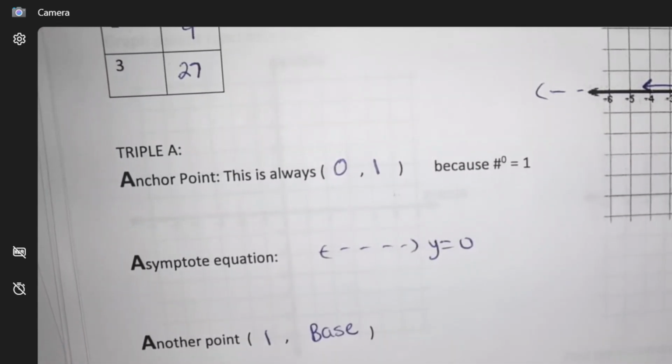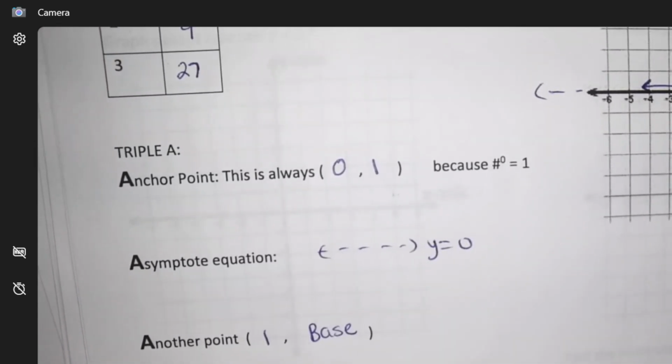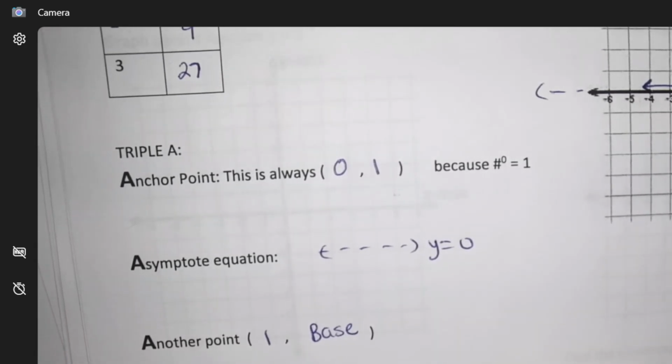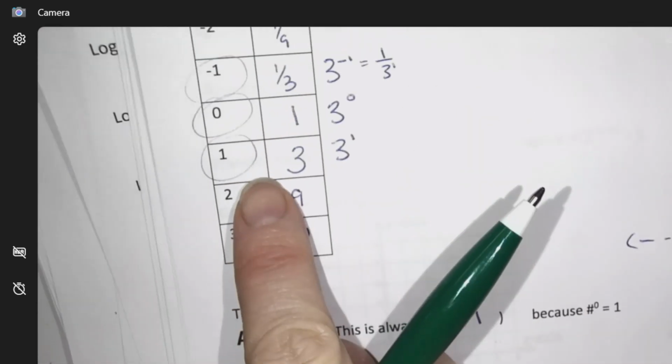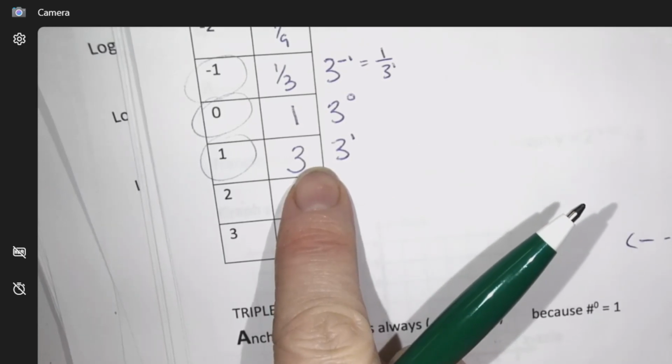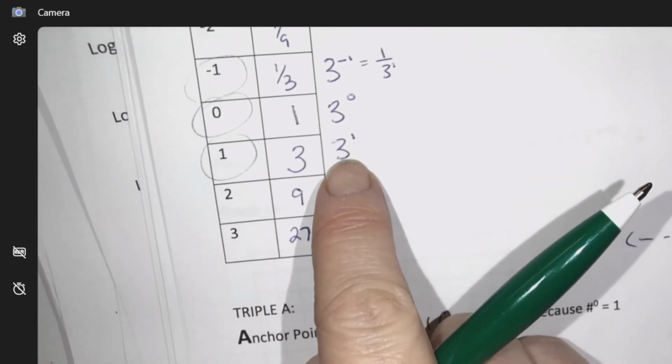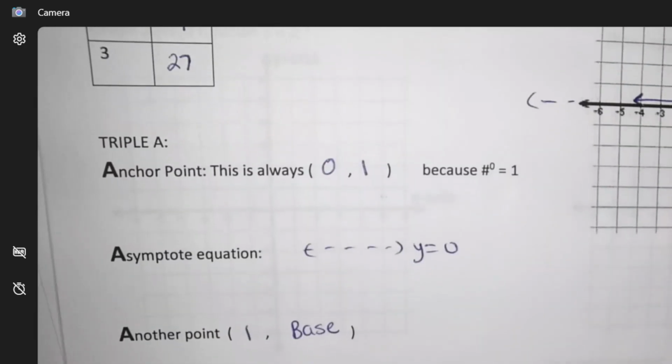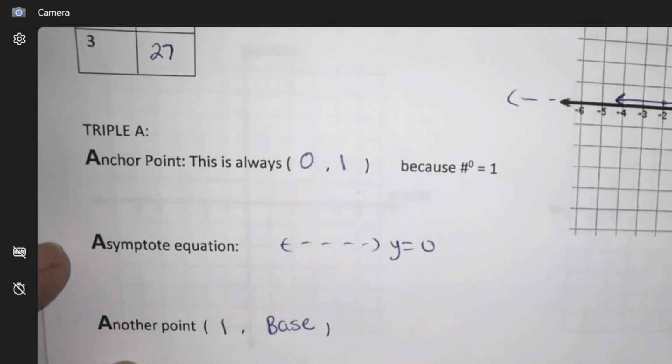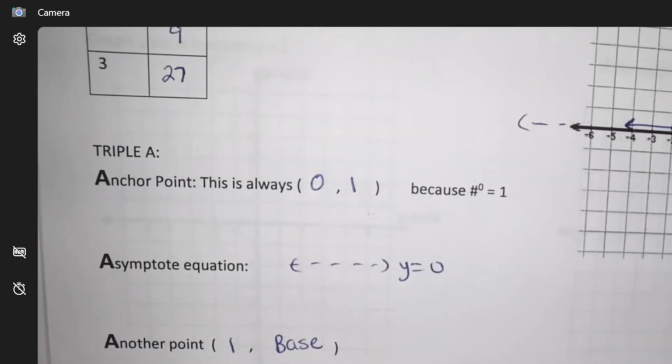And you would always have the coordinate 1 comma your base. So you could see here we had the coordinate 1 comma 3. Because whatever you have to the 1, it's just going to be itself. Okay, so that's kind of like a AAA memory thing. Those 3 A's, what you always kind of start with. But there's going to be transformations at some point.